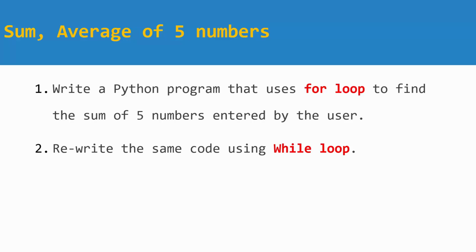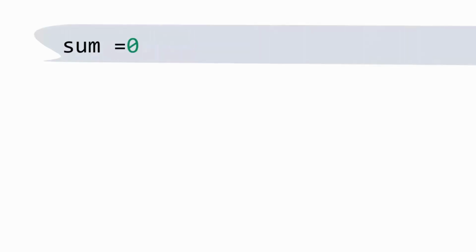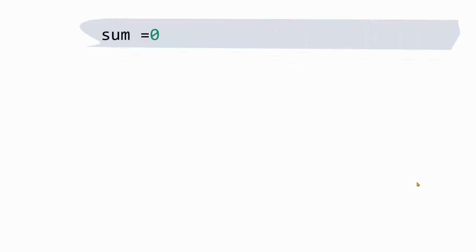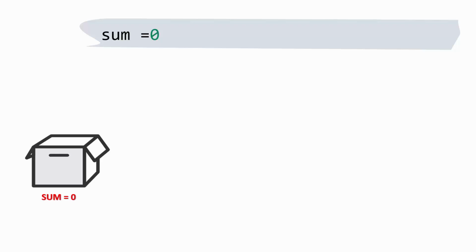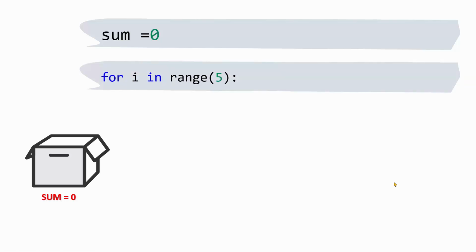So let's see how we would do this using some kind of pseudocode. First, you need to initialize sum to 0, and this should be done before the loop. Then your loop will go 5 times. So using a for loop, for i in range 5. It will be from 0 to 4, and this is 5 times.